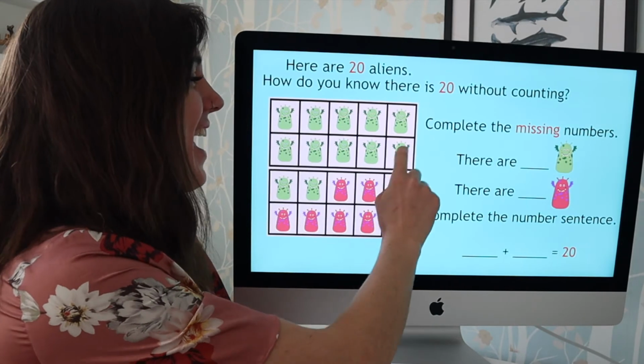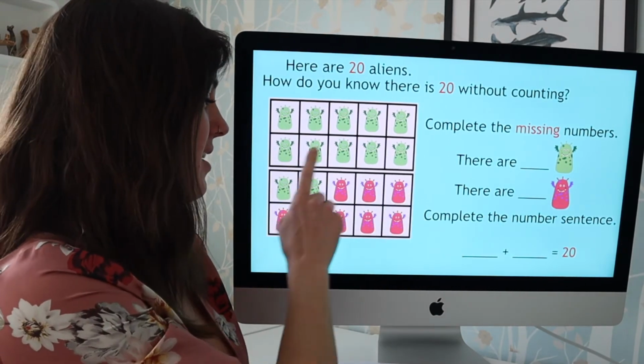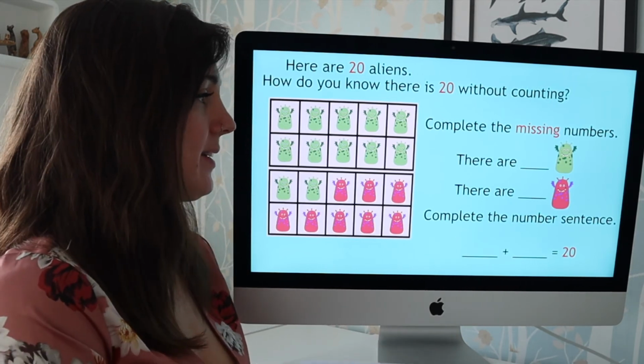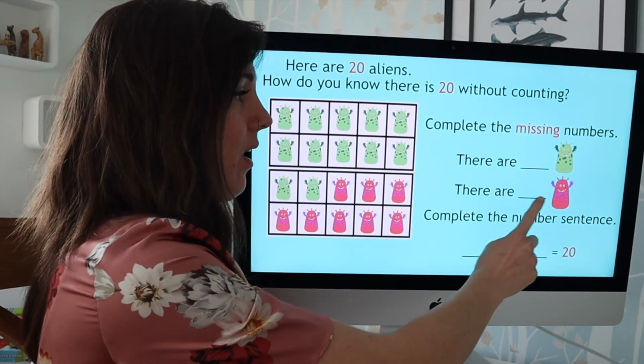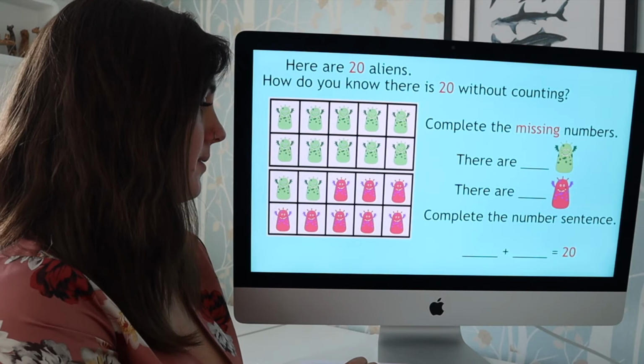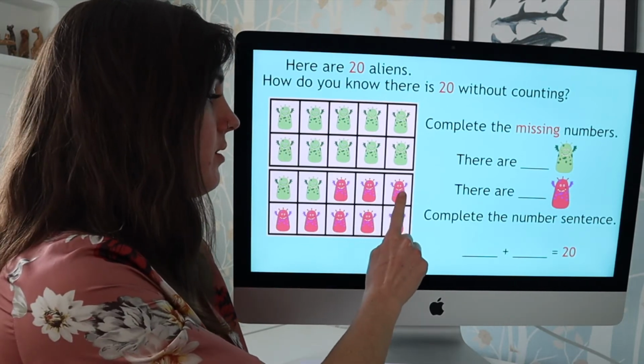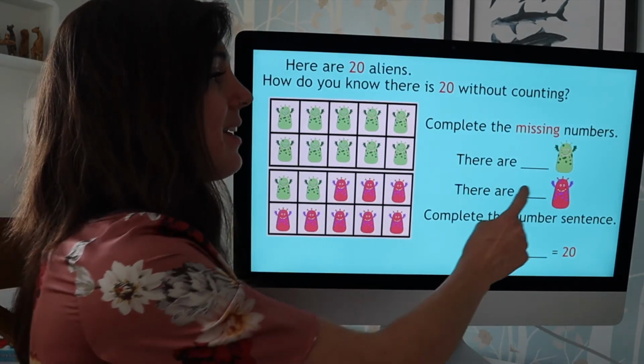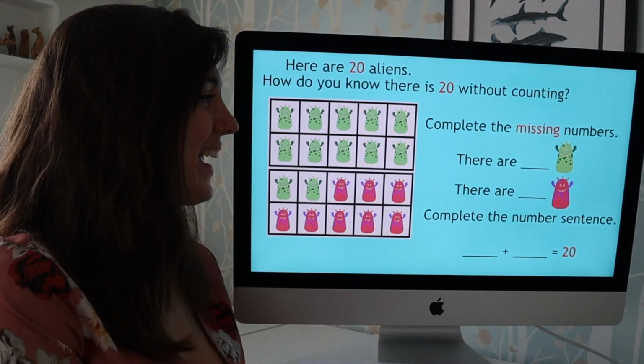10. 10 here. 10, 11, 12. There are 12 green aliens. There are how many pink ones? 1, 2, 3, 4, 5, 6, 7, 8. There are 8 pink aliens.